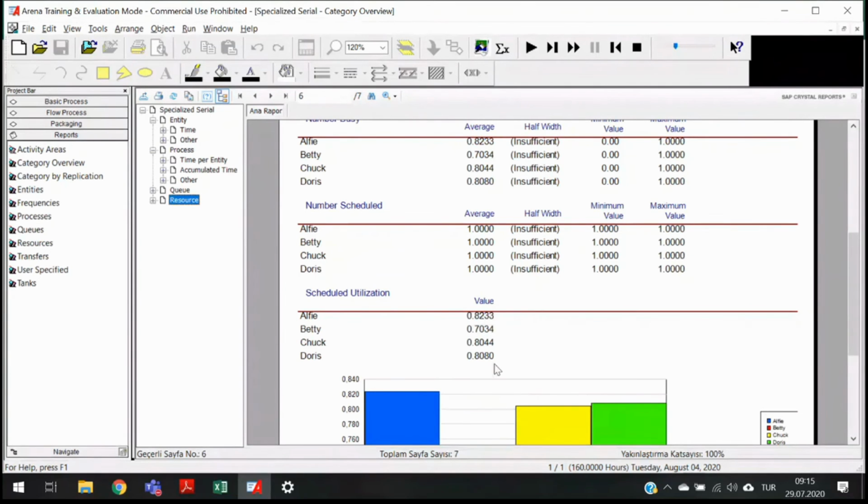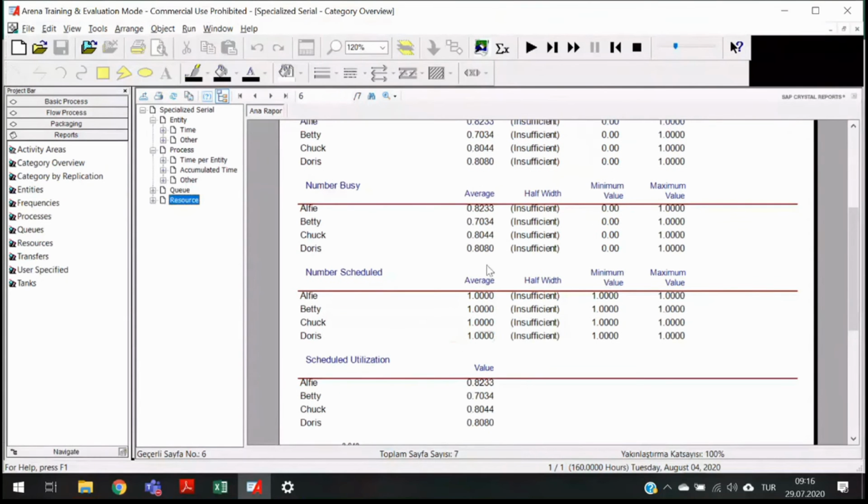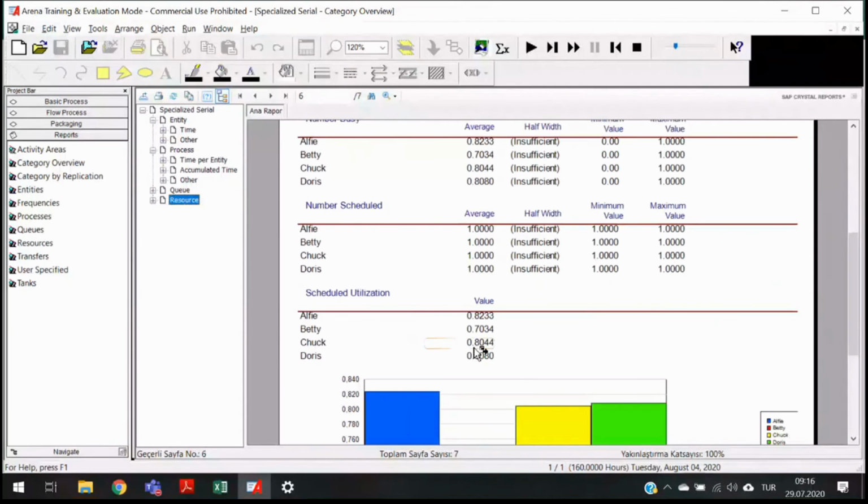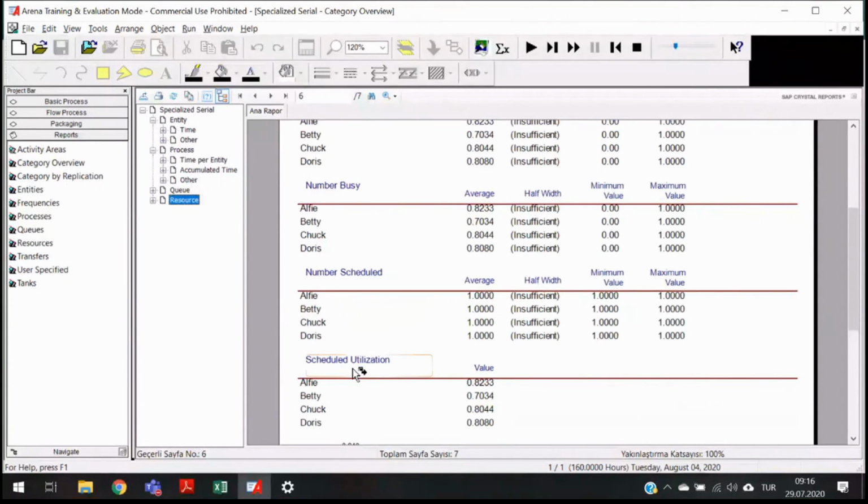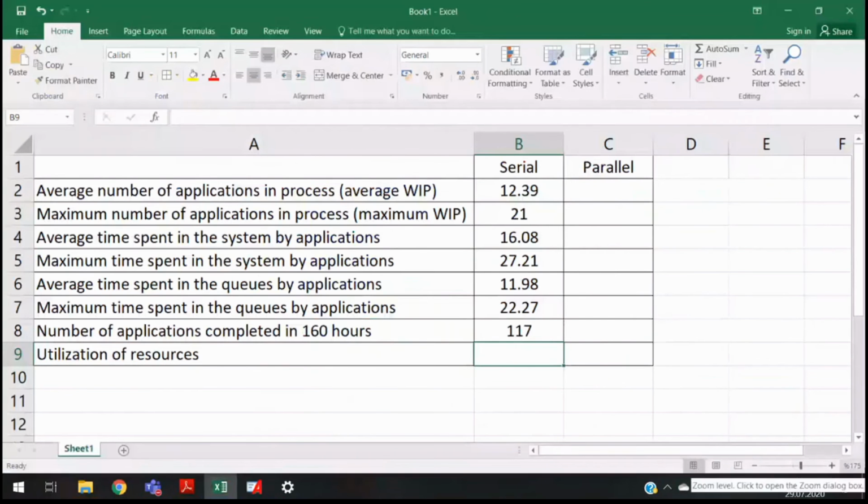So here we have instantaneous utilization and we have scheduled utilization. Right now, as you can see, these two things are the same for the simple process, but in other types of simulations, they may be different. I'm going to explain the difference between the instantaneous and the scheduled utilization when the time comes. So you can check any of them, take the average of 4, and the result will be approximately equal to 0.78. So in this system, only 78% of the time the resources are busy, okay? They are not utilized completely 100% of the time.